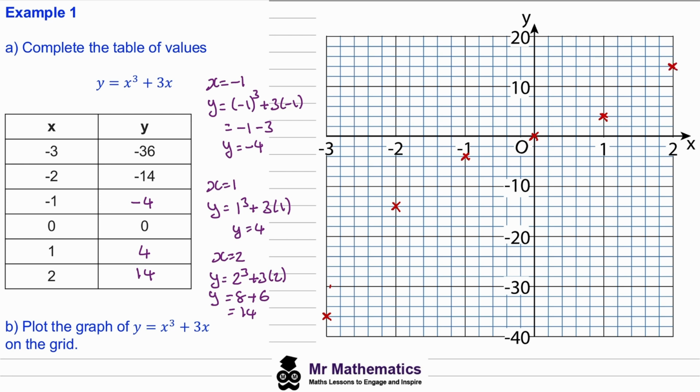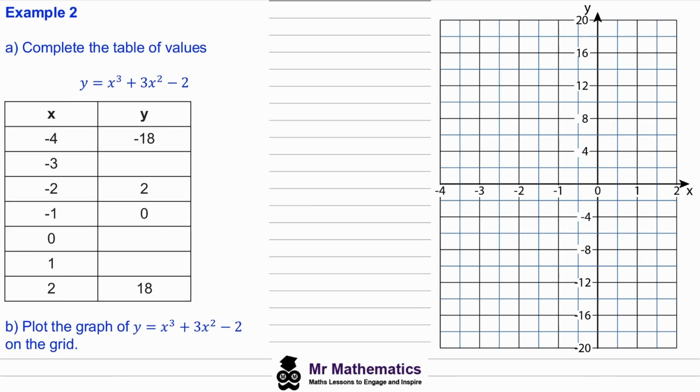Now we need to join these points together with a smooth curve to create the graph. It's important that this is a smooth curve, not a series of straight lines. Okay, how did you get on with example 1? Let's try the next example.